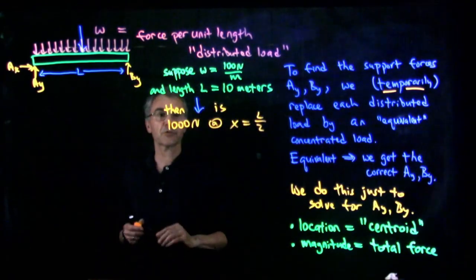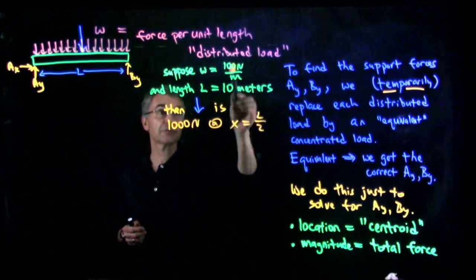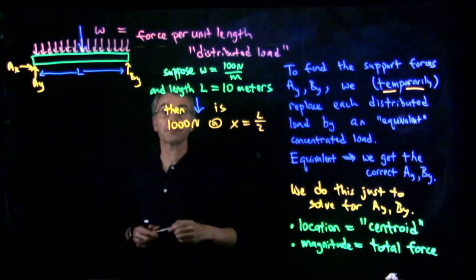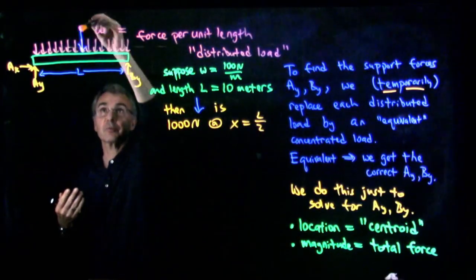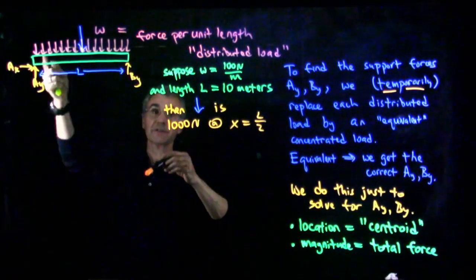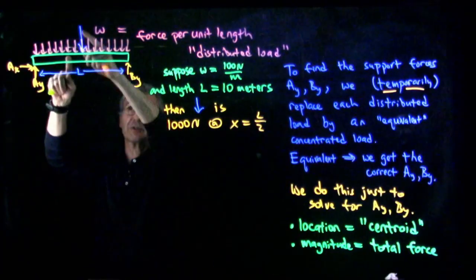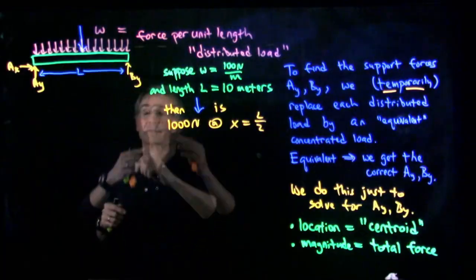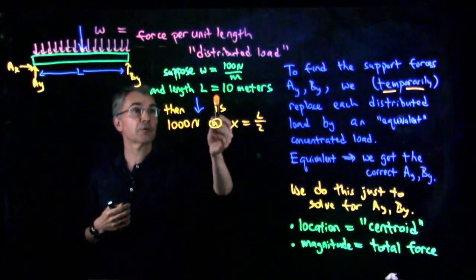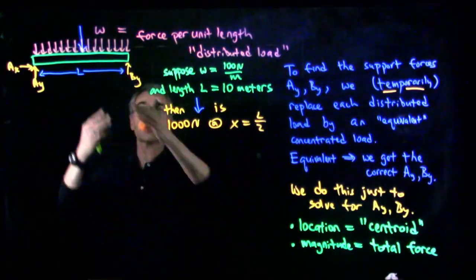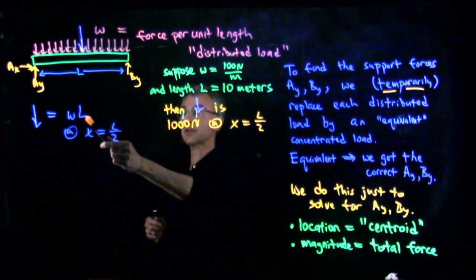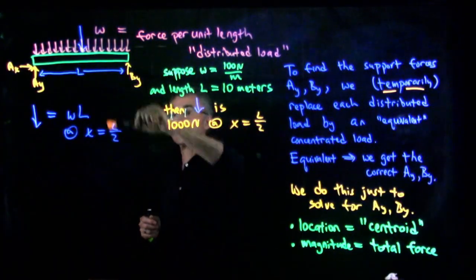Then the equivalent concentrated load would be 1,000 newtons located in the middle of the beam at x equals L over 2, or x equals 5 meters. So we would temporarily replace this distributed load with a single concentrated load at the centroid. The centroid of the distributed load is right in the middle of the beam, since this is a uniform distributed load going from end to end of the beam. And the magnitude of that concentrated load would be w times L, just the force per unit length times length. So in general, w times L would be that force, located at x equals L over 2.